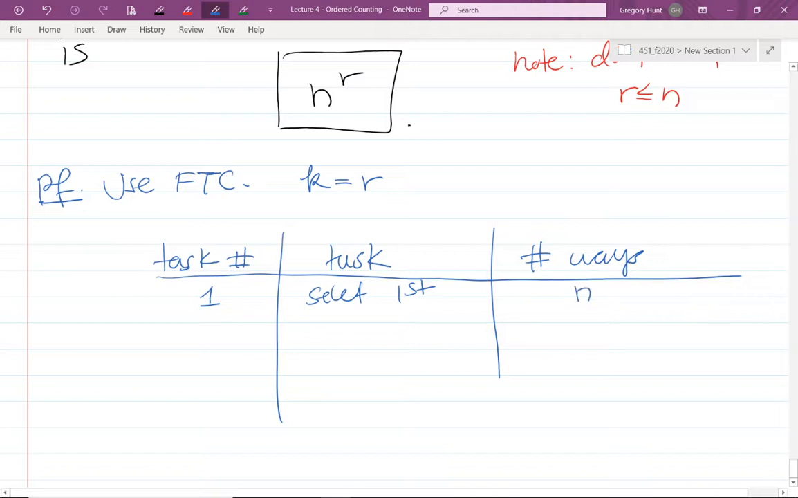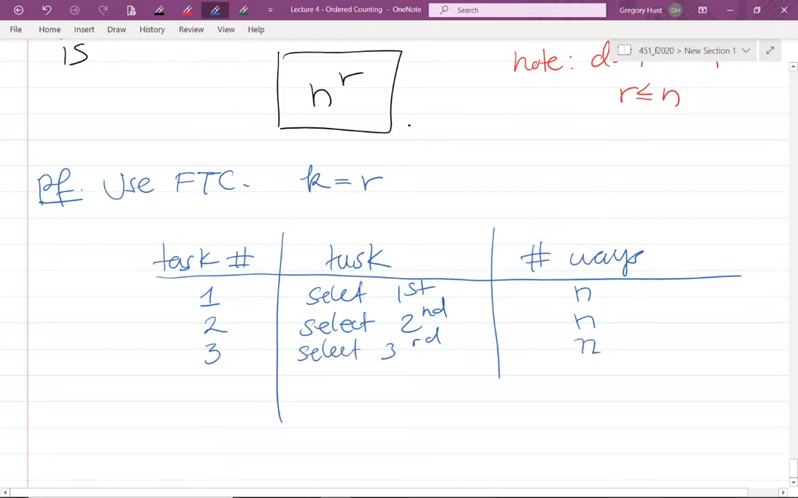Okay, so I take one of the n items from my basket, I look at it, I record it, but now, unlike previously, I put it back. So my basket, with all possible things I can draw from, still has n items in it. So when I go to do my second task, to select my second item, I still have n things in my basket because I replaced things. So I still have n ways to do the second task. And when I take the thing for the second item, I look at it, I record it, I put it back, still have n things in my basket, go to my third task. I'm going to select the third.